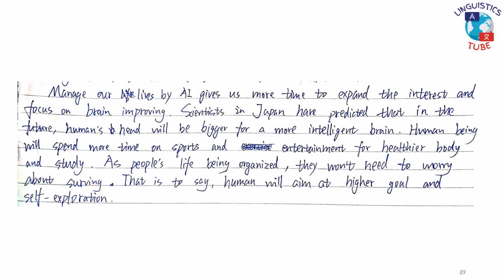Manage Our Lives by AI gives us more time to expand the interest and focus on brain improving. Scientists in Japan have predicted that in the future, humans' head will be bigger for a more intelligent brain. Human being will spend more time on sports and entertainment for healthier body and study. As people's life being organized, they won't need to worry about surviving. That is to say, human will aim at higher goal and self-exploration.